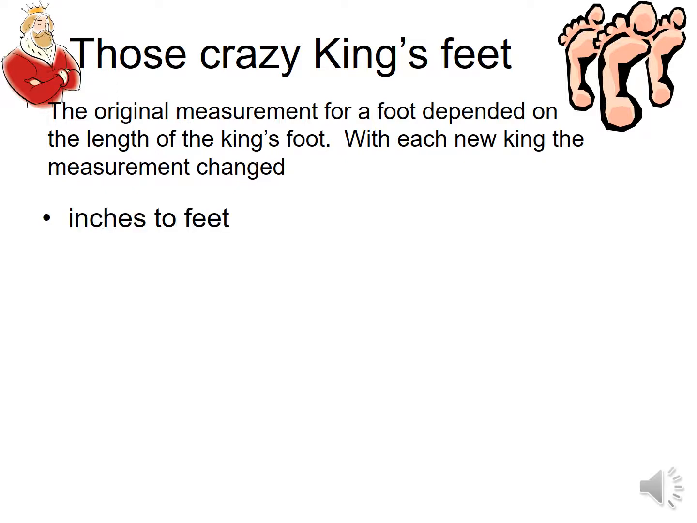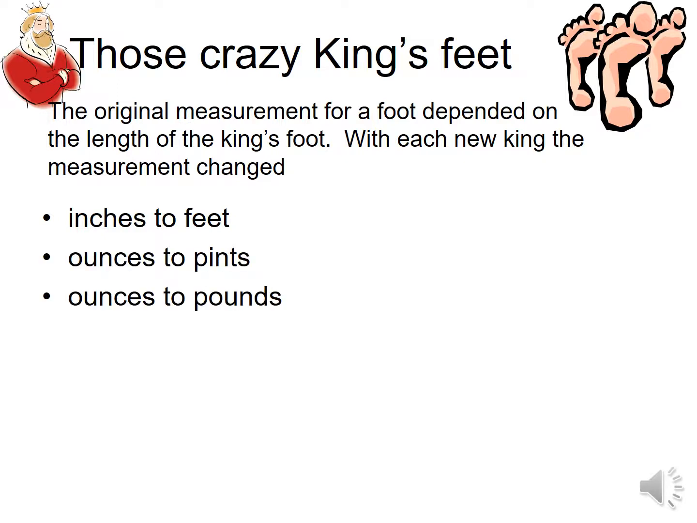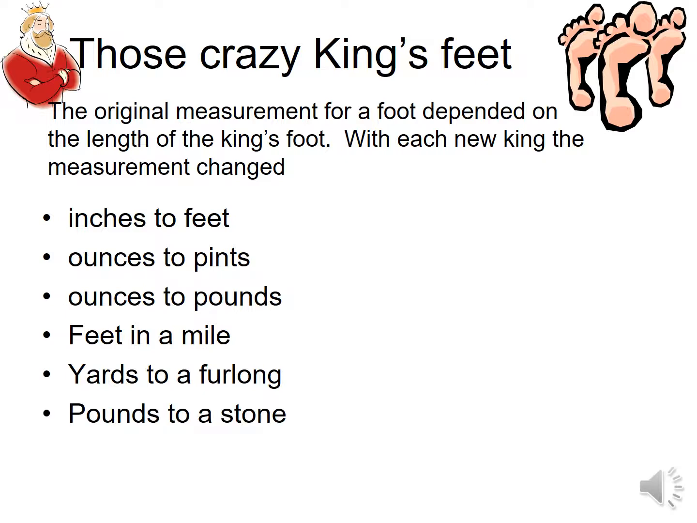So we have inches and 12 inches in a foot. We have ounces and pints and ounces and pounds. We have feet in a mile, yards in a furlong. Maybe if you know something about horse racing, you know that a furlong is a fraction of a mile. A large number of pounds in the English system is called a stone. So there's a variety of quarts and pecks, bushels. These are all volumes that are used in the English system.